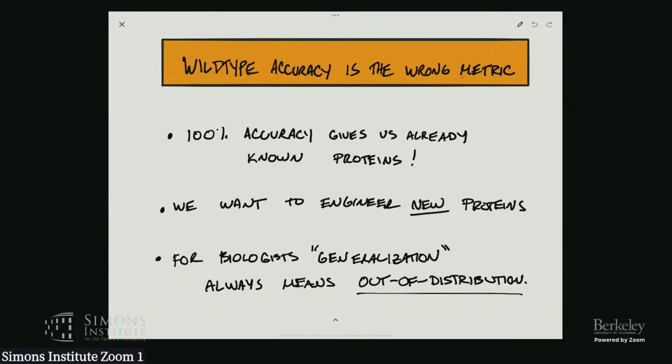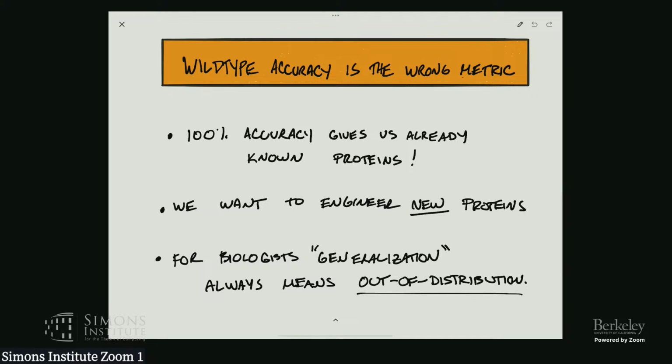And I guess one thing that we realized while we were working together on this project is that wild type accuracy is actually the wrong thing to look at for protein engineering. It's the wrong loss. And why is it the wrong loss? Well, imagine that you had a model that was 100% accurate. You give it any protein in nature, you have a validation set, and it's able to predict those positions that were there in nature. This model is actually useless, because the goal of protein engineering is to engineer proteins that don't exist in nature. And if you give me a model that has 100% wild type accuracy, it's just going to give me back proteins that already exist. And it sort of defeats the whole purpose of building these models.